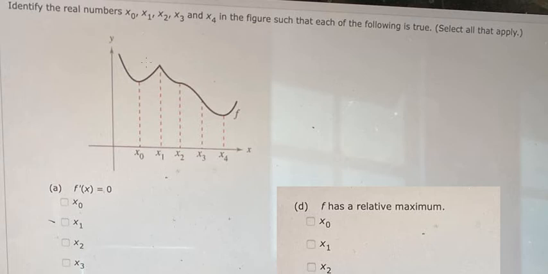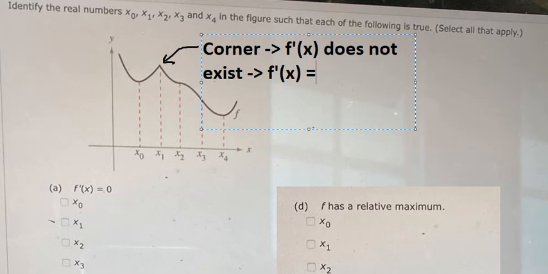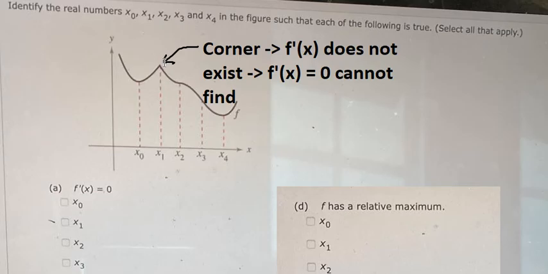If you look carefully on the graph, we have the corner in here. This is about the corner. When we see this one in here, we always know this one does not exist. Because this one does not exist, we cannot find the first derivative of the function equal to number 0, 2. So this is the technique to do.